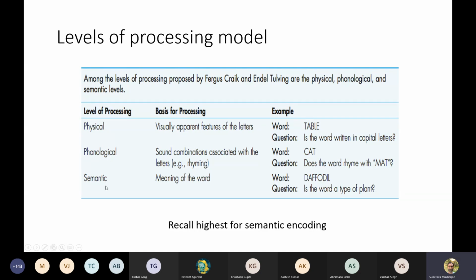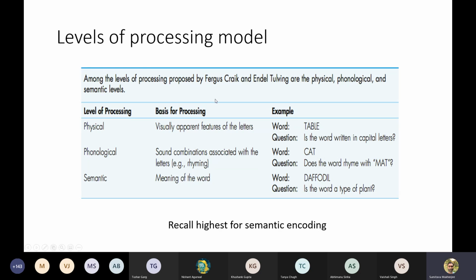Then you go further deep at the semantic level and you focus on the meaning of what you're learning. So daffodil here, for example, is a word that you have to remember. You ask the question of, is this a type of a plant? Is this a type of a flower? Is this a type of animal? So you're doing more deeper processing. Every single concept, if you think of that as a word which you have written down, you can process it in these multiple levels: physical, phonological, semantic, and more perhaps.